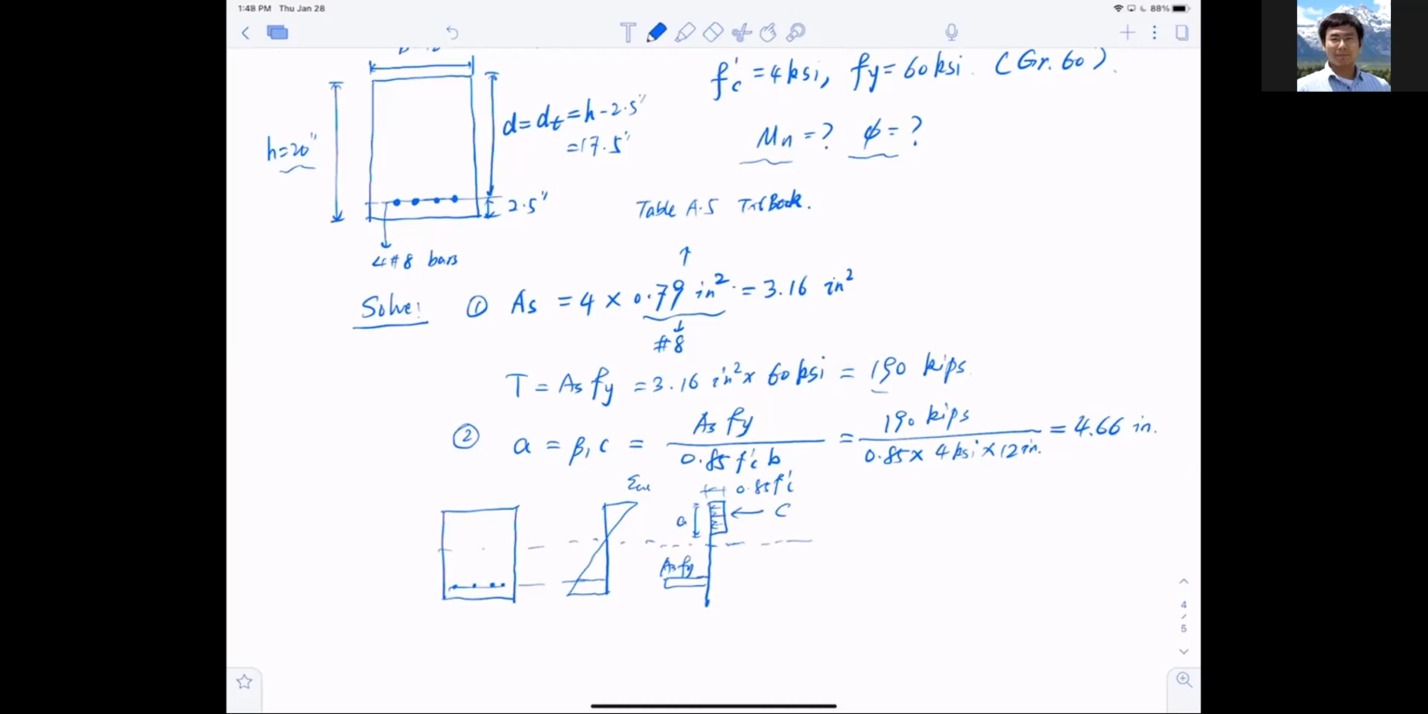So if you draw this, might as well just draw C here, and this is epsilon s. Okay, and you say this is the section, this is the strain, and this is the stress. And I want to put even more: this is the internal force position. jd equal to d minus half a, and these are the internal forces.